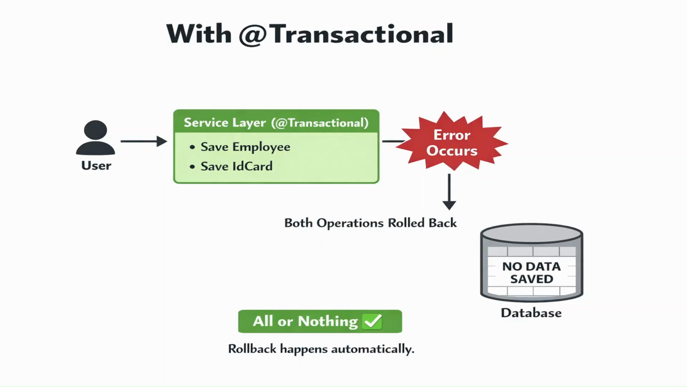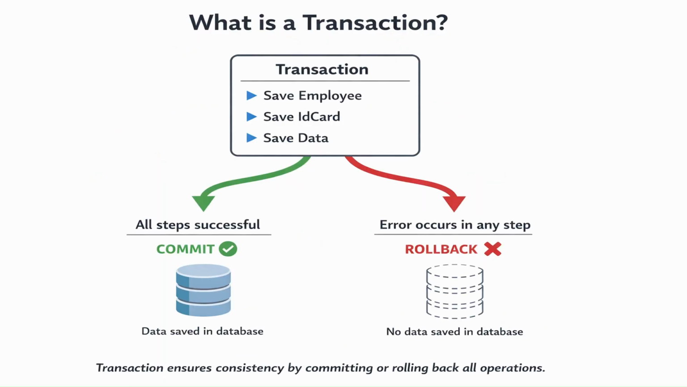There is another example. All right, a simple example, or you can connect with the real world. So we already know now what is a transaction. We are trying to save employee and save ID card. If everything is fine, there is no exception, both data will get saved in the database. If there is an exception, there won't be any data in the system. All right, so transaction ensures consistency by committing or rolling back all operations. Meaning, if successful, save everything. If there is an exception, remove everything. Do not save anything. All right.